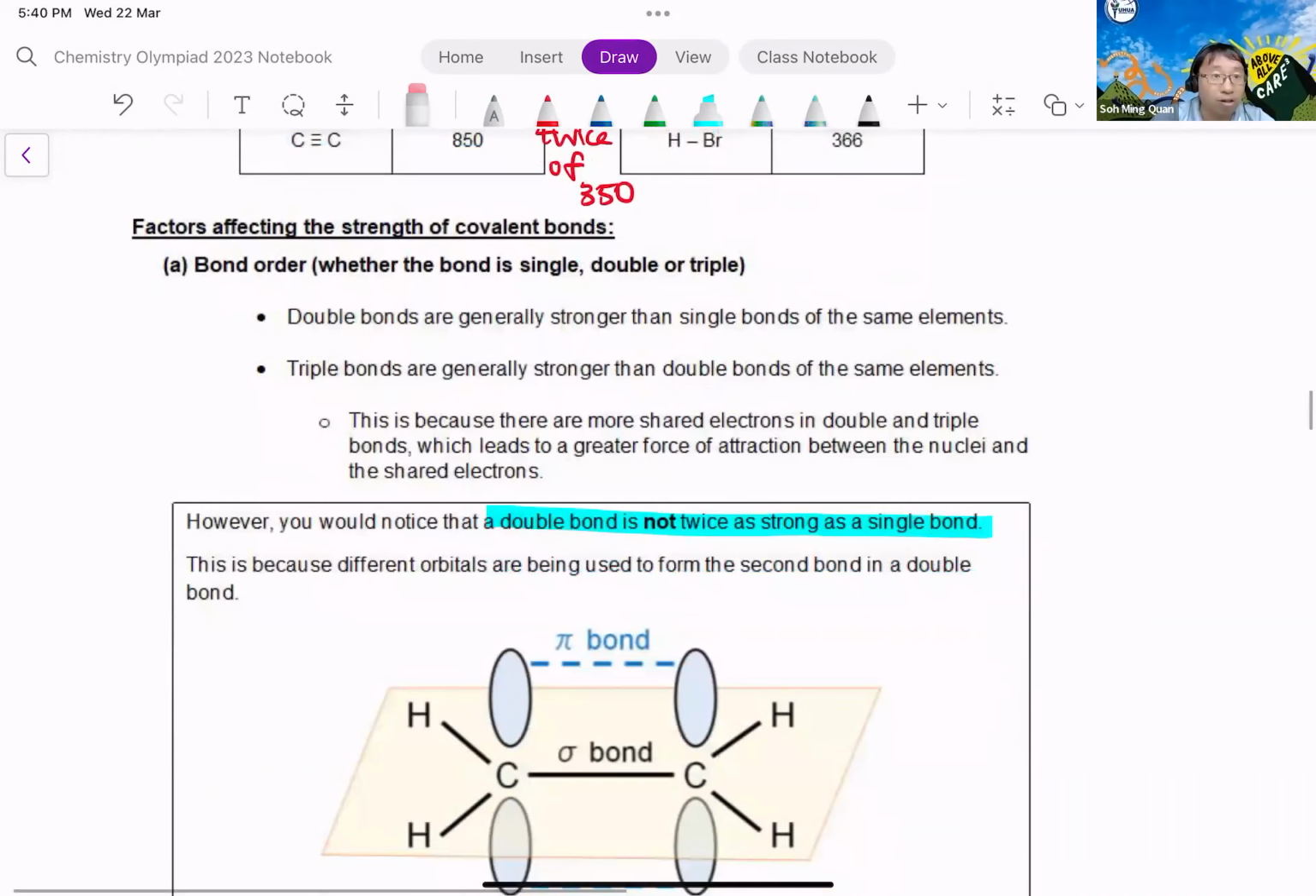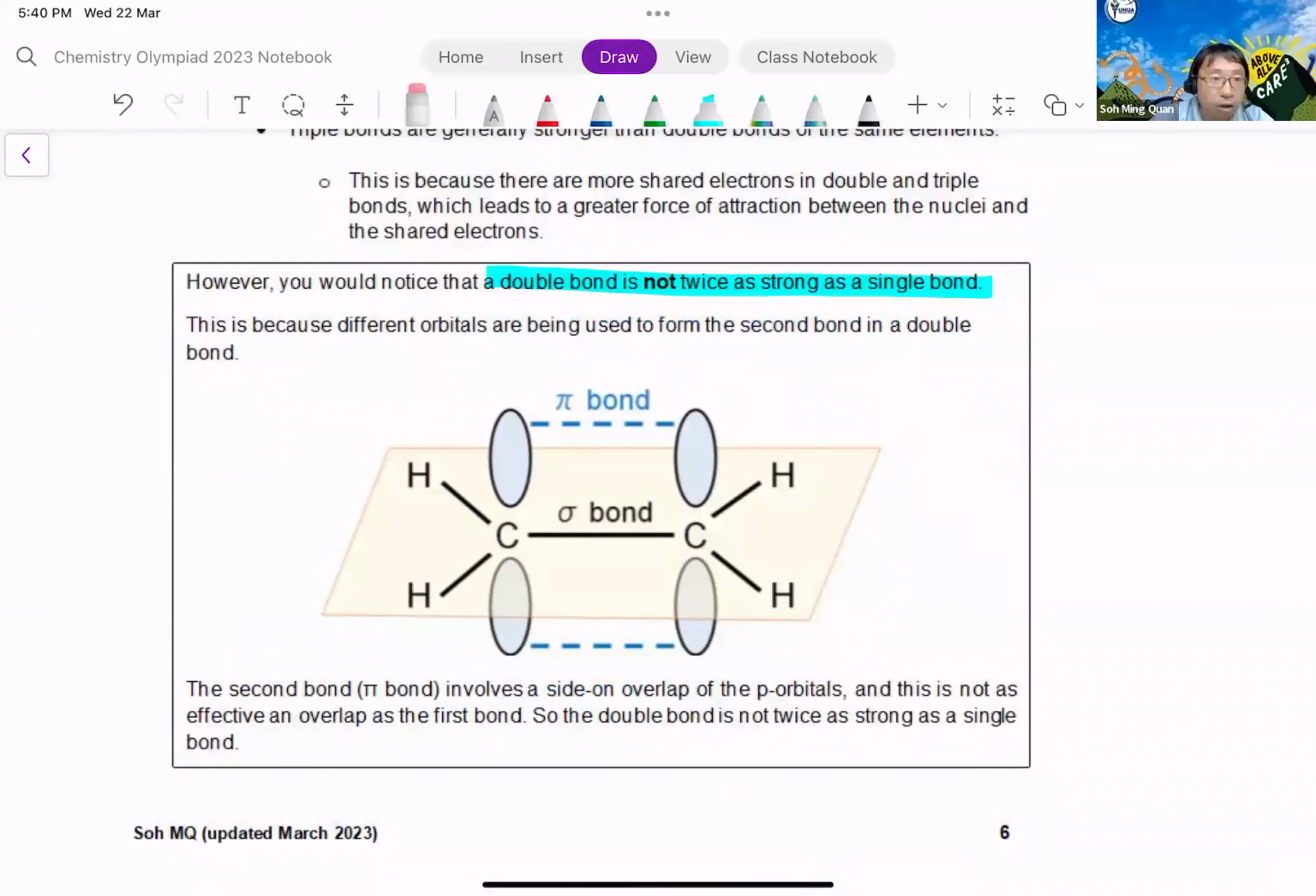bond. Now, this is because of orbitals. Remember the last lesson we went through orbitals? To form the double bond, the two bonds that are formed in a double bond use different orbitals. Some orbitals don't overlap as well. So you can see the second bond in a double bond involves what we call side-on overlap. It doesn't overlap head-on, it overlaps sideways. And because it overlaps sideways, the overlap is not so effective. Therefore, the bond formed is not so strong.